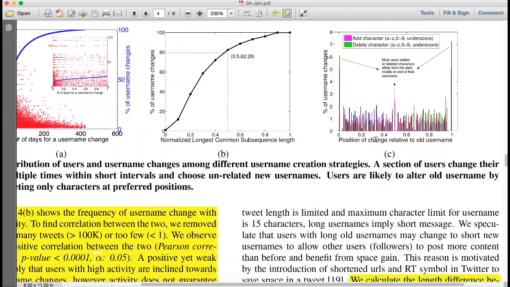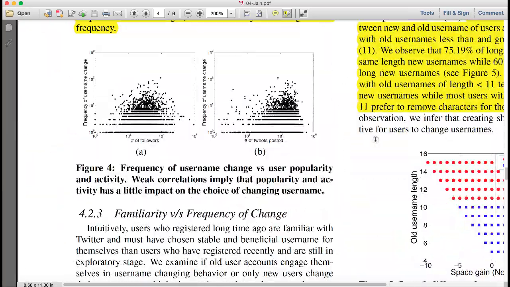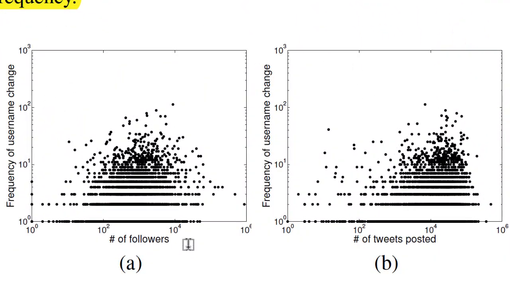Figure 4a. If you see here, this shows the number of followers from 1 to 10 to the power of 6 against the frequency of username changes. There's not really a positive correlation. If there had been one, we could have seen the percentage of times the username changes increase as the number of followers increases, and it could have been a linear graph. Whereas this graph shows you that it's not really positively correlated.